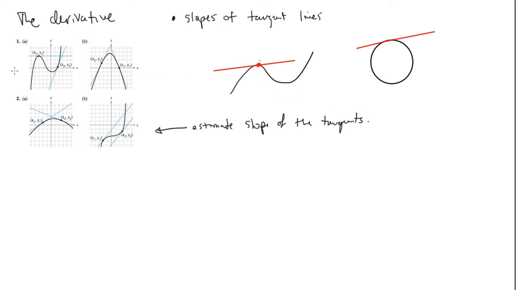Okay, so let's take this first one here because it's actually pretty straightforward. This first blue line, say, we'll do function 1a. The line appears to be horizontal, so we should expect the slope to equal 0, because that's what horizontal lines have.